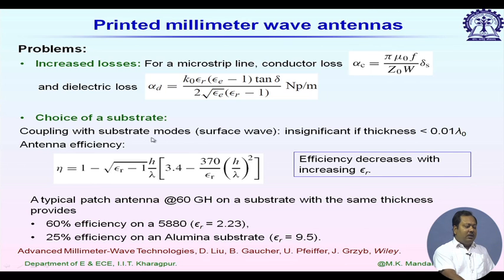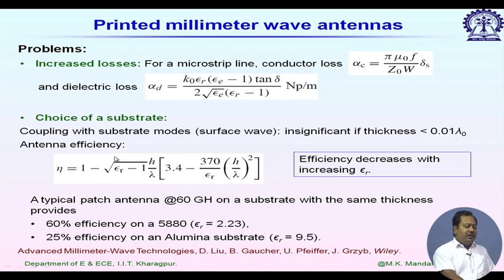Coupling with substrate modes, or in other words surface wave, is insignificant only if the thickness is less than 0.01 lambda naught. Otherwise, we have to consider the effect of the surface wave mode. Now, if I consider a frequency of 60 gigahertz, lambda naught is 5 millimeter. So, 0.01 lambda naught is too small, too thin. Most substrates will be thicker than this, and we can't avoid the effect of surface wave generation.